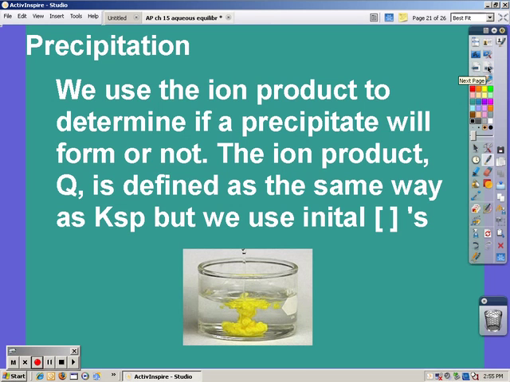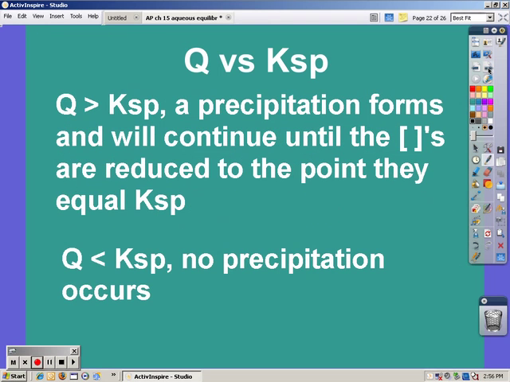Precipitation: we're going to use the ion product to determine if a precipitate will form or not. The ion product, which is Q, is defined the same way as KSP was, but we're going to use the initial concentrations, just like we described Q in chapter 13. So the yellow in the picture is a precipitate. Remember, mixing two liquids to make a solid is a precipitate.